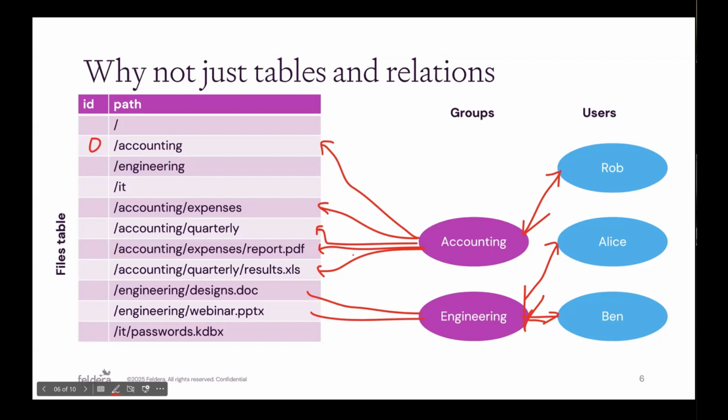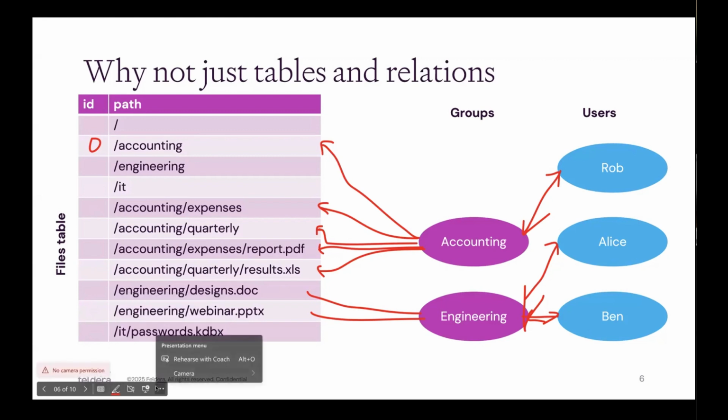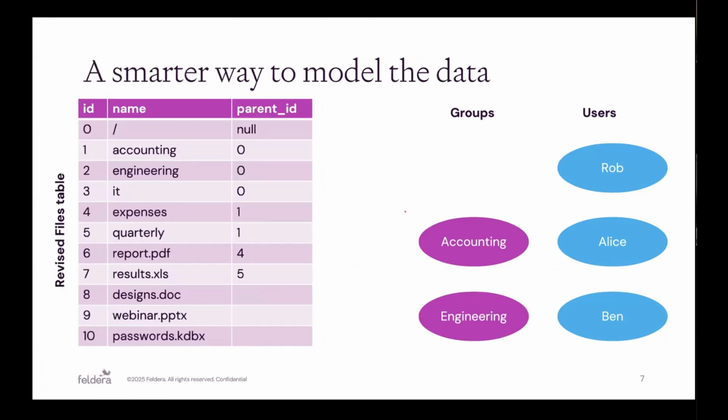Also, if you think about it, either moving or renaming a folder, or moving something around in the hierarchy would cause very large transactions that would be very hard, I think, to satisfy in a system where you have many users and many groups and many files, right? So we need a better way to do this. And one better way to do it is if you have a recursive SQL functionality in your system, right? So here's a better way to model the data.